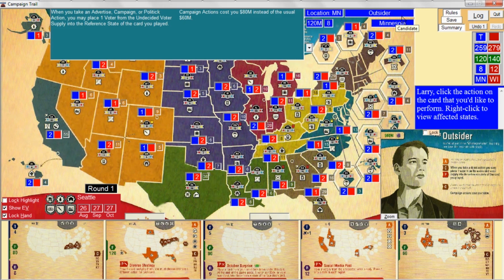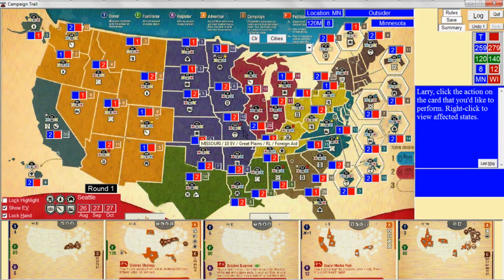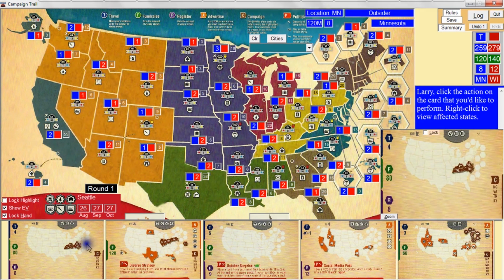So a large part of the strategy of this game is deciding which card to play and when to play it, and which cards perhaps you're better off holding on to. Each player starts with a hand of 5 cards, as you can see along the bottom of the screen. For demonstration purposes, I'm going to zoom in on this first card.